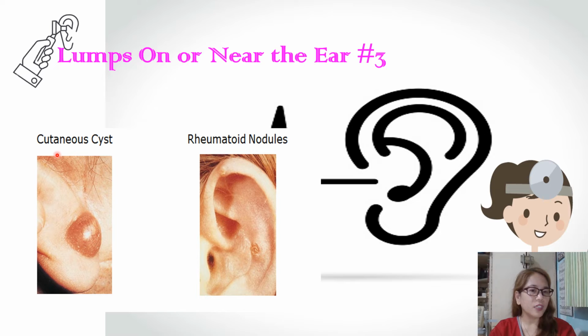Okay, this is another example or another finding. Cutaneous cyst. Okay, these are common and slow-growing lumps. Epidermal inclusion cysts are the most common cutaneous cysts. This can be flat or raised. And rheumatoid nodules. These are usually firm lumps that develop under the skin. These are the clinical manifestations that are unique to rheumatoid arthritis and usually again occur near the affected joints.